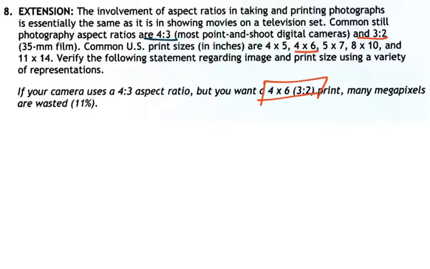So here we have a bit of an example given for us, but we don't see how that example actually works. So many megapixels are wasted. 11% of the megapixels are wasted if we do a 4:6 photograph. But how do we get 11%?